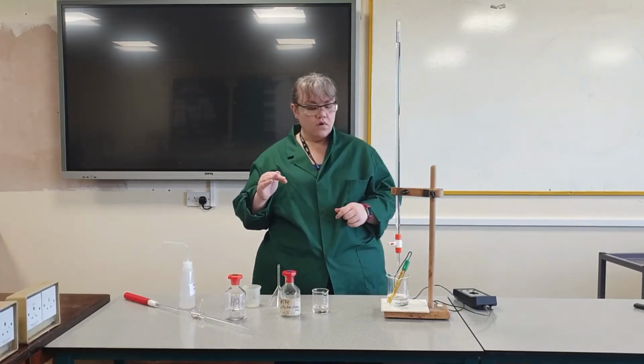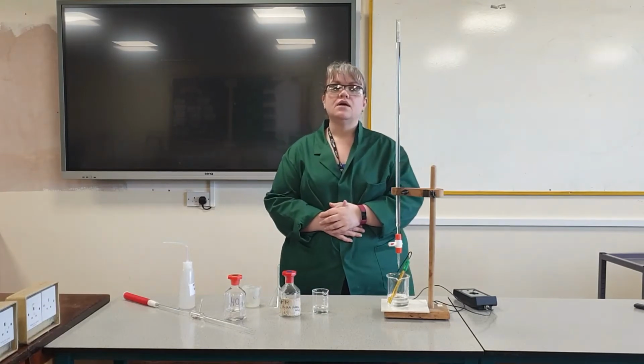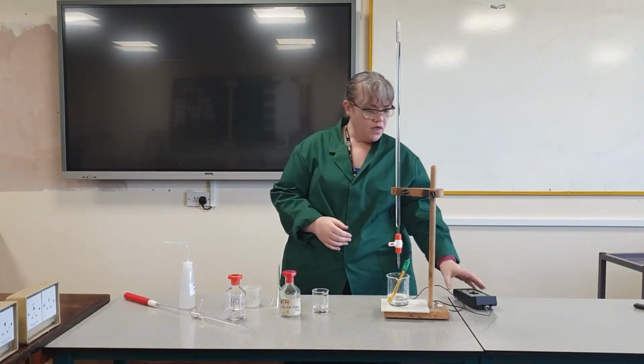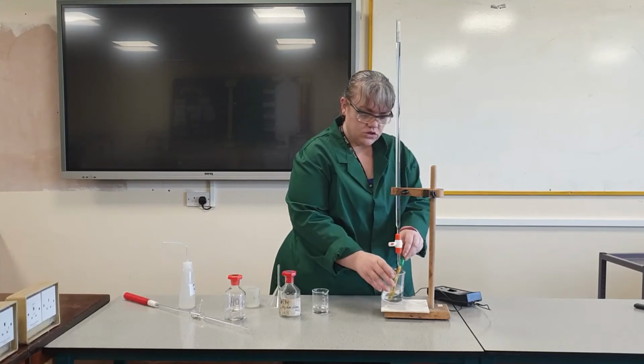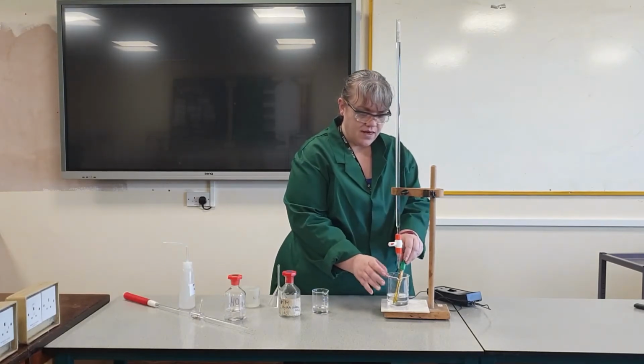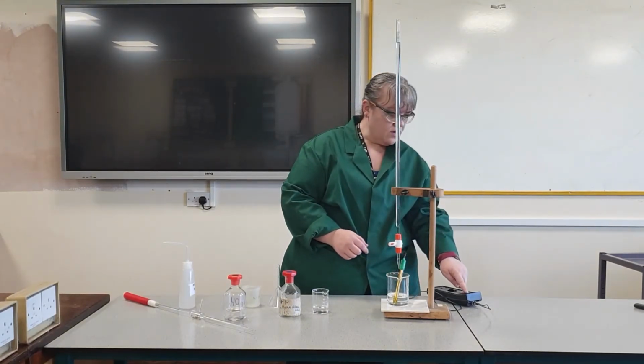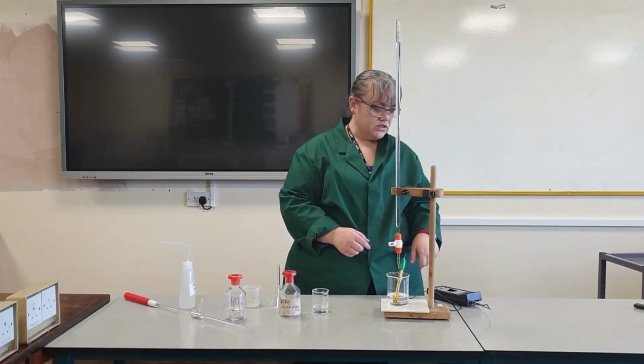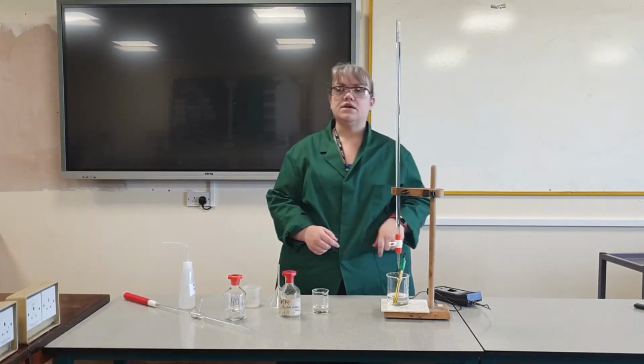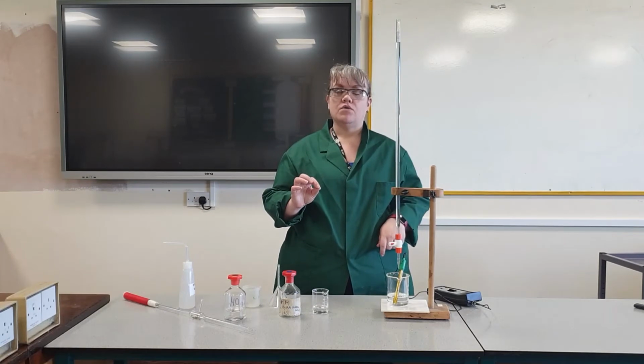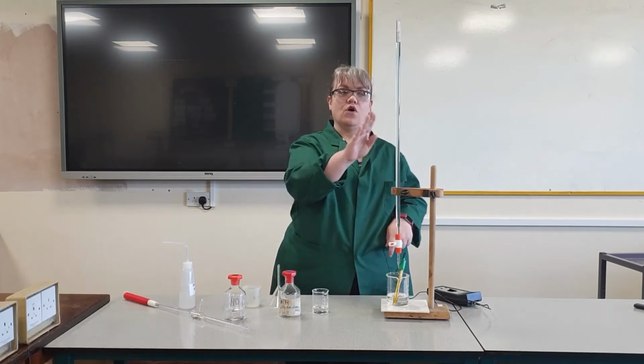I've got a results table, and to start with I will swirl my liquid and take a reading. So my pH to start with is 12.01. I will write that in my results table for a 0 volume of acid.